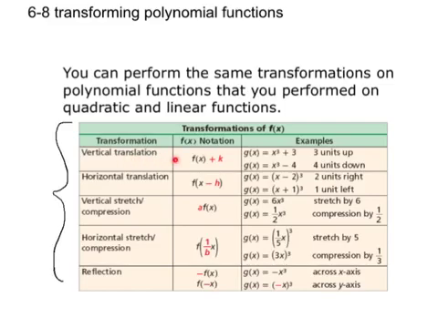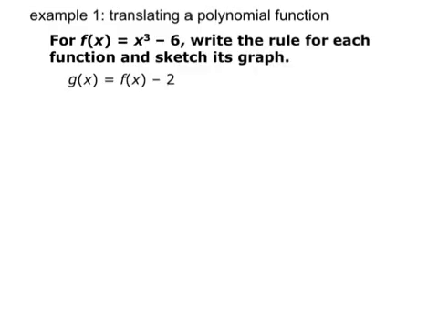Vertical translation, remember if we move things vertical it's plus k, horizontal, the inside is a minus h. Vertical stretch, on the outside it's just an A. Horizontal stretch, on the inside it's a 1 over B. And reflection. Reflection across the x-axis, it's negative on the outside. Reflection across the y-axis, it's negative on the inside. But let's practice a few.